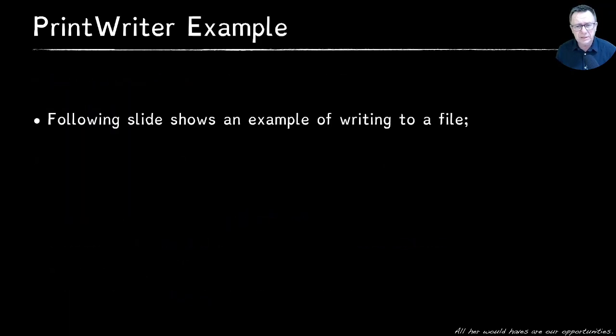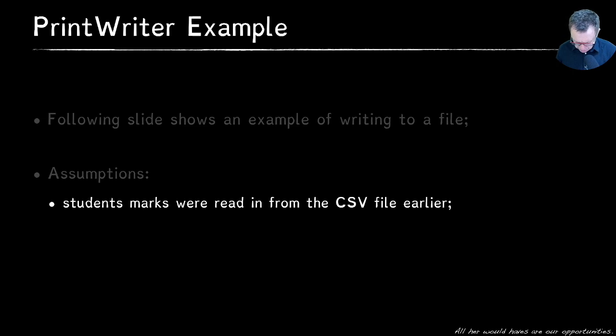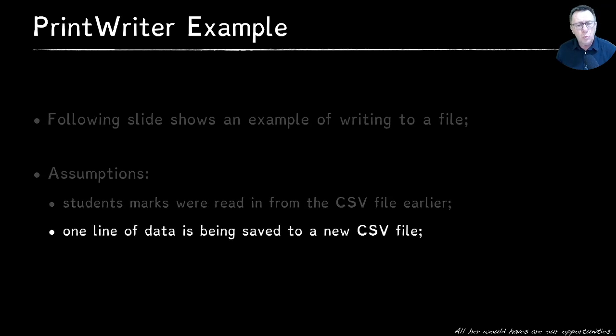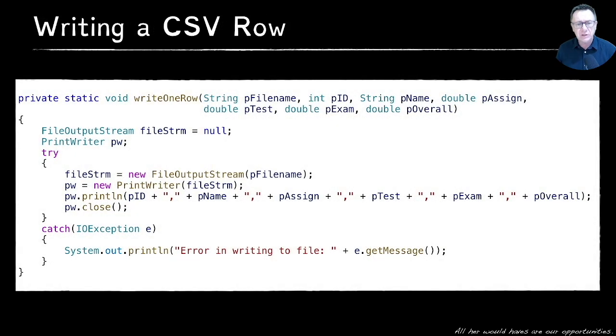So let's have a look here. Some assumptions, okay? Students' marks were read in from the CSV file earlier. One line of data is being saved to a new CSV file, and commas are inserted between the fields. No spaces added. So let's have a look.